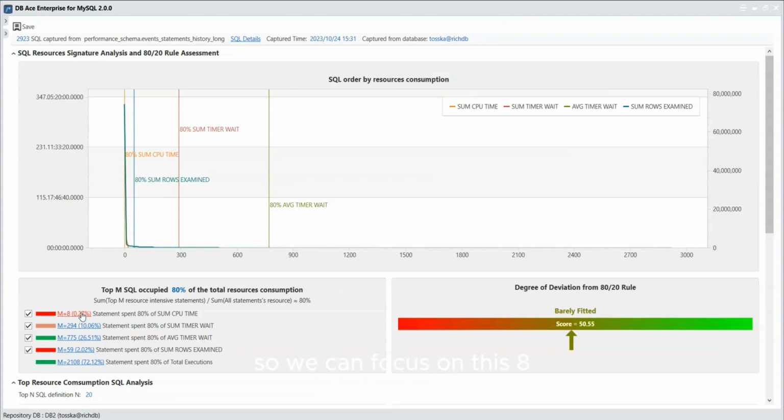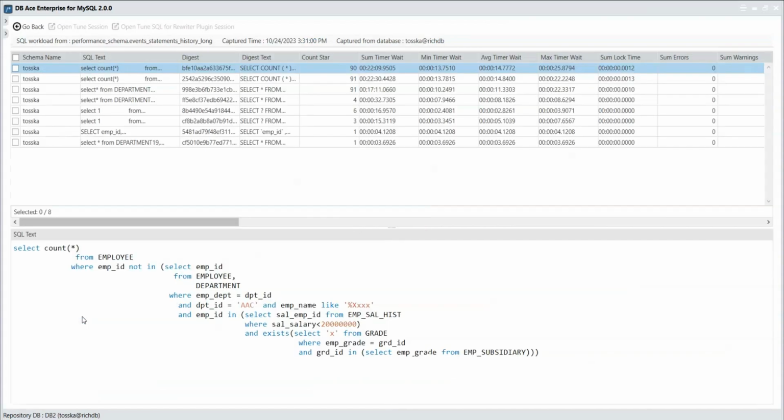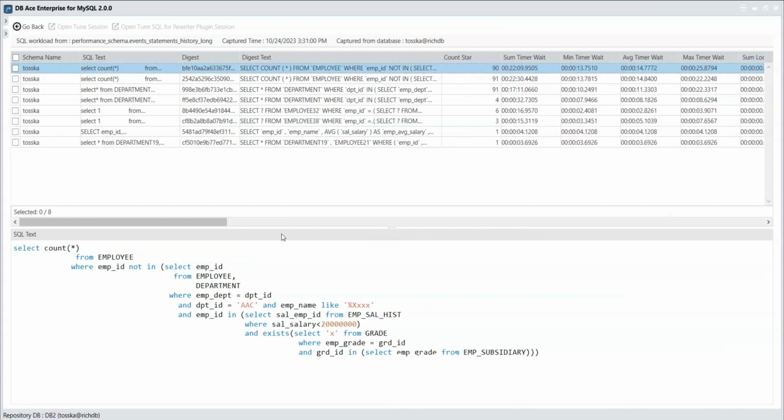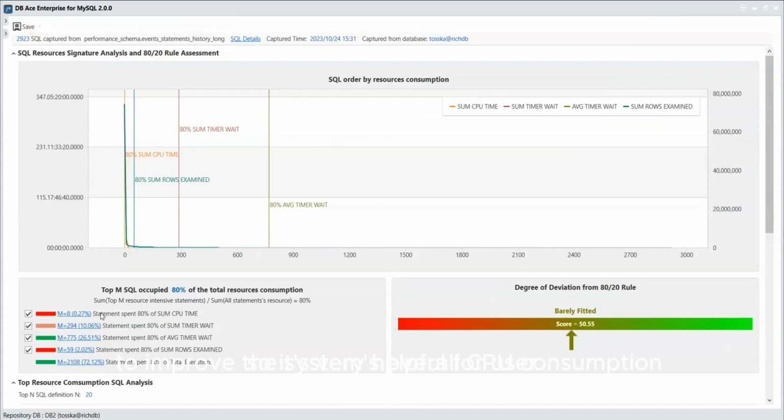So we can focus on these 8 SQL statements and see why this small number of SQL statements spend so much CPU time. It is more than 80% of overall CPU time. So you can focus on tuning these 8 SQL statements to improve the system's overall CPU consumption. It's very helpful for users who can quickly identify the bottleneck of the SQL statements. So it is not necessary to review SQL resources one by one and calculate the most resource-consuming SQL statements.